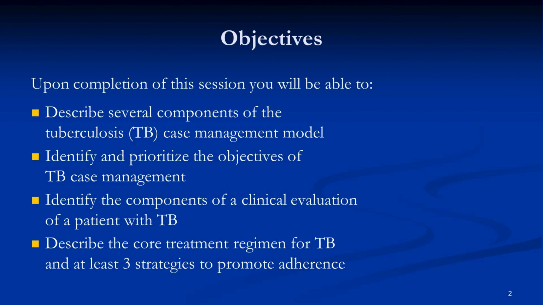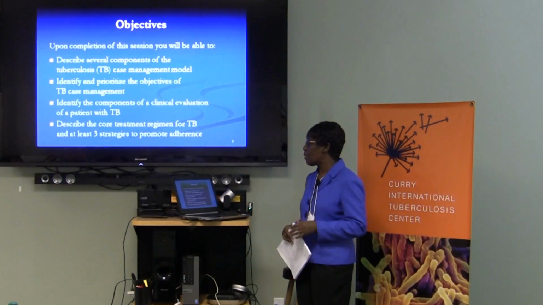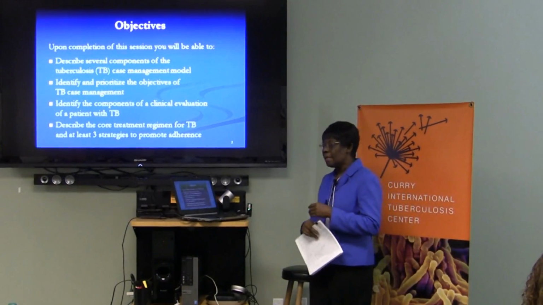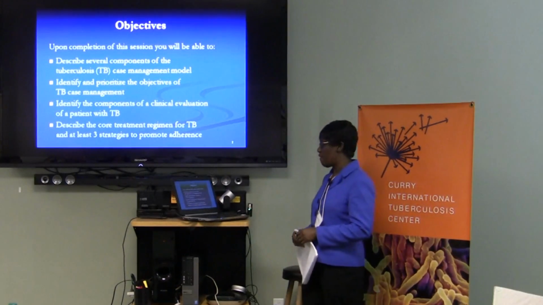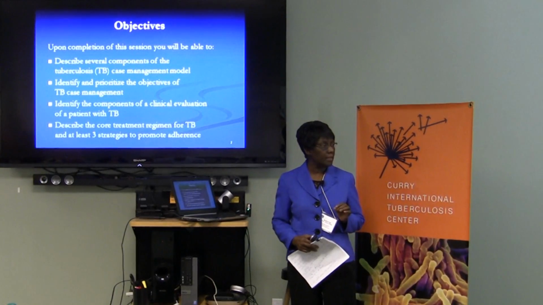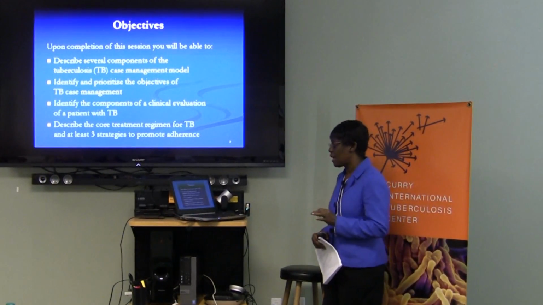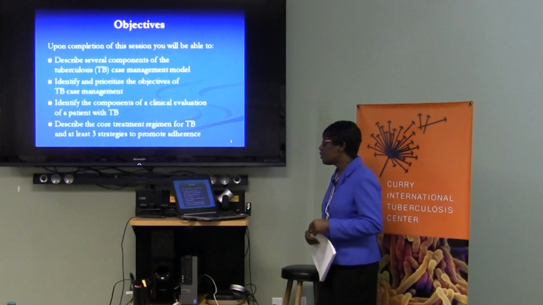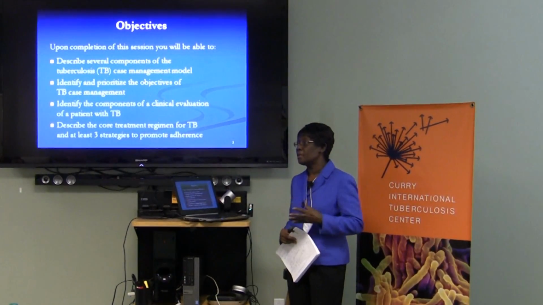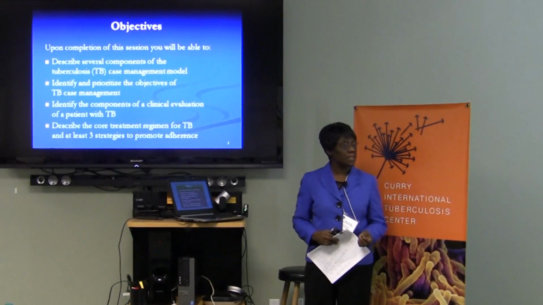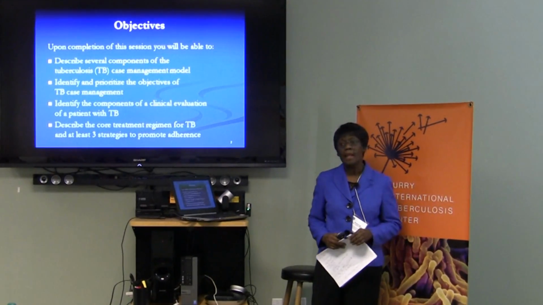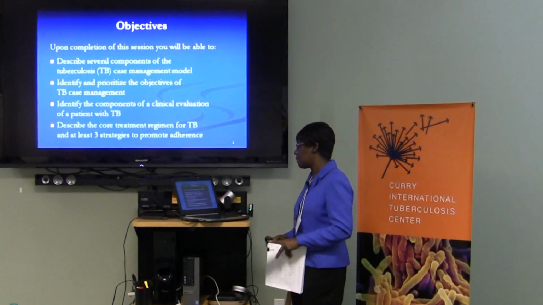So there are some specific objectives that you can see. Obviously, we want to be able to describe the several components of TB case management. There's lots of different forms of case management. We're going to focus specifically on tuberculosis. You should be able to identify and prioritize the objectives for case management. You should be able to identify the components of a clinical evaluation. Now, of course, as nurses, we aren't making the diagnosis, but you certainly have to be familiar with the clinical aspects of TB and how it relates to your role as the case manager.